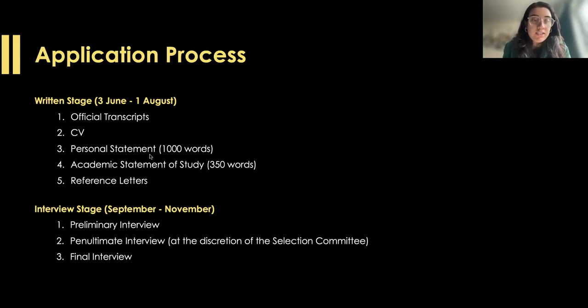Then, if you are longlisted, you're invited for a preliminary interview that happens online. It's a more technical interview. Then there is a penultimate interview that has happened for a few years, but it hasn't always been part of the selection process. So it really depends on the selection committee whether or not in your year this stage of the interview will happen. And then there is an in-person final interview that takes place for shortlisted candidates.